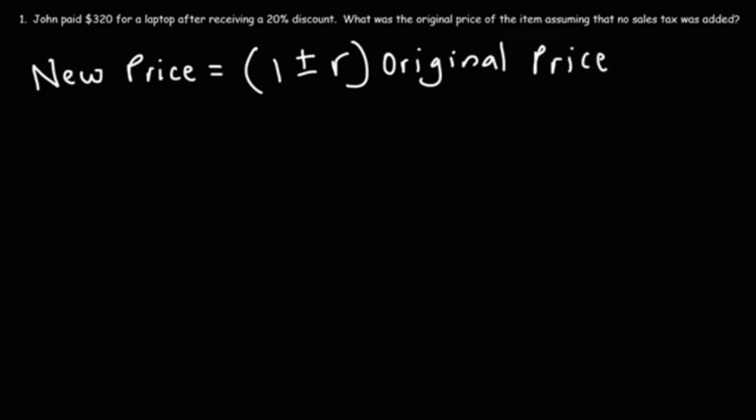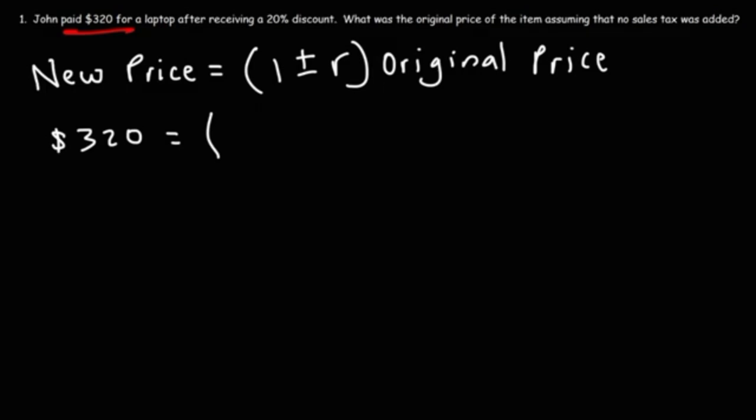The new price, or the final price, is basically the final amount that John paid for the laptop after the discount. So that's going to be $320. R, you can think of R as the interest rate or the discount. R is the percentage. So because we're dealing with a 20% discount, should we use the positive sign or the negative sign?